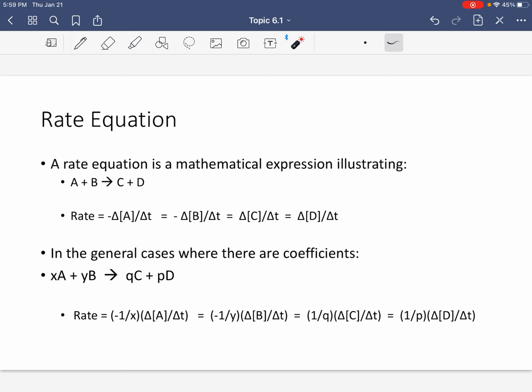How do you talk about negative rate? Unless you're talking about a vector quantity, but we're not talking about vector. These things are all scalar quantity. Okay? The amount of A is going to get lower and lower and lower. So your final concentration or final amount of A is obviously smaller than the initial amount of A, which gives you a negative number. That's why we put a negative there, so therefore it becomes a positive number.